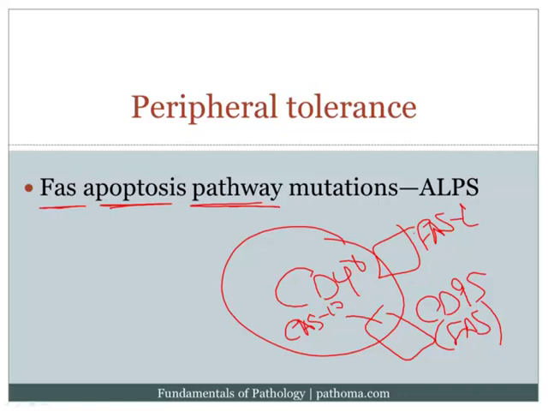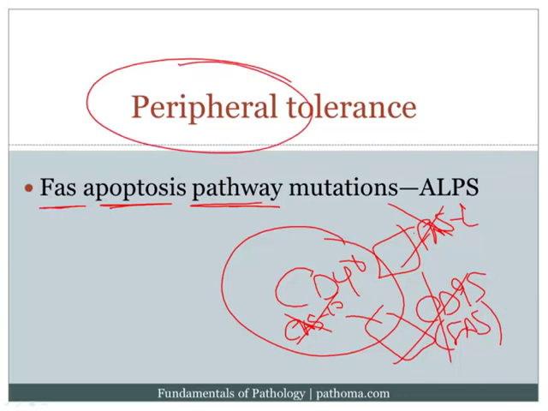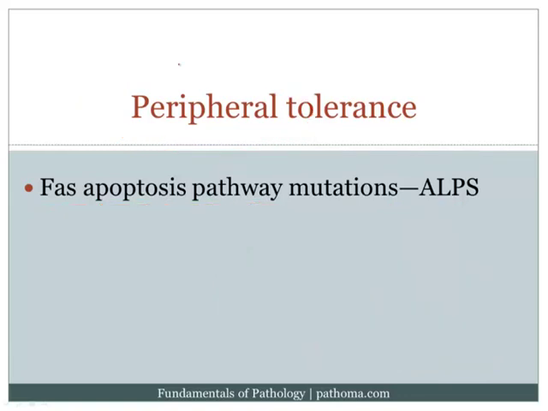So imagine if a patient has a mutation such as they lose FAS, or more rarely, if they have a mutation where they lose FAS ligand or caspase 10, they would no longer be able to undergo this apoptotic pathway in the periphery, and therefore that would allow for the survival of some self-reactive lymphocytes. And so in this particular disorder that we're discussing, there are mutations in the FAS apoptosis pathway. Again, the more common mutation being in FAS itself, but it can also occur in FAS ligand or caspase 10, and that results in something called autoimmune lymphoproliferative syndrome.